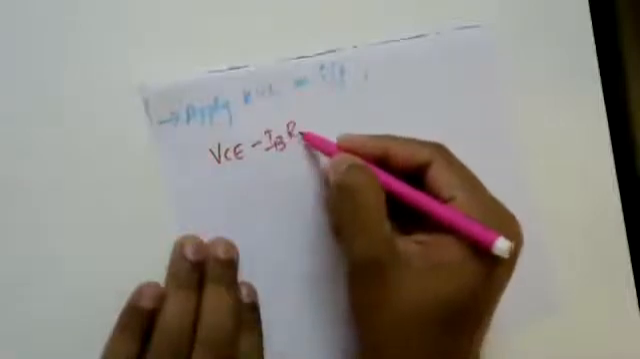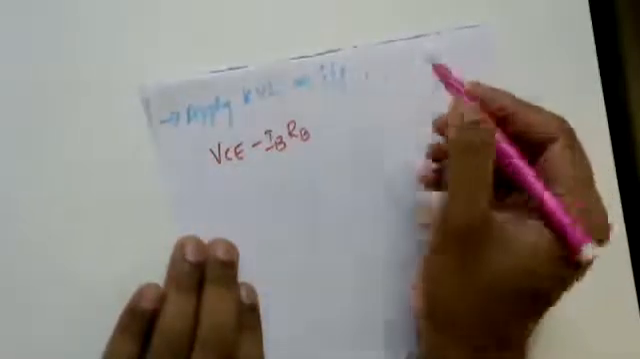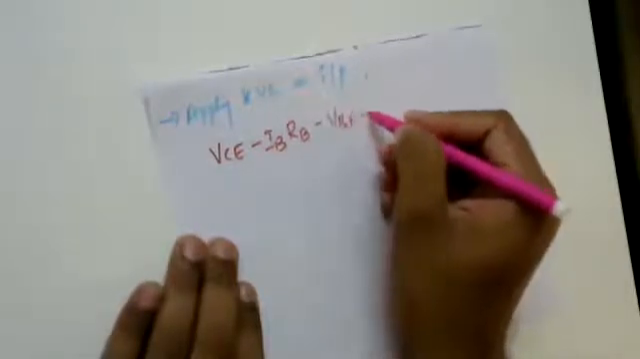Then next, we'll go to the next page. We'll apply the KVL on the input side so that we can develop the equation for RB. When I apply the KVL on the input side, the equation that I will be getting is VCE minus IBRB minus VBE is equal to 0.